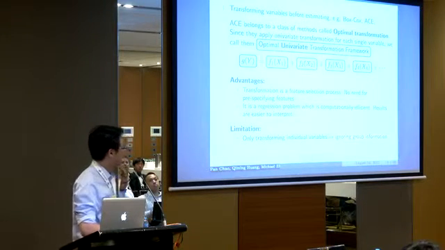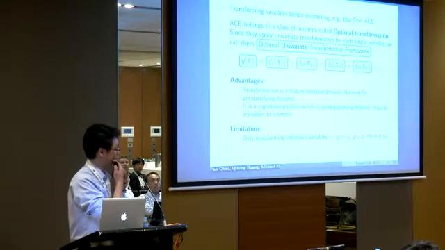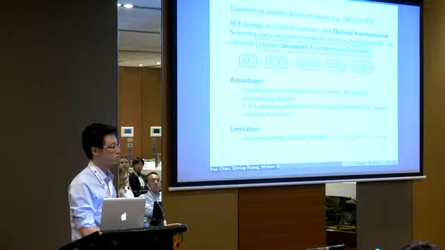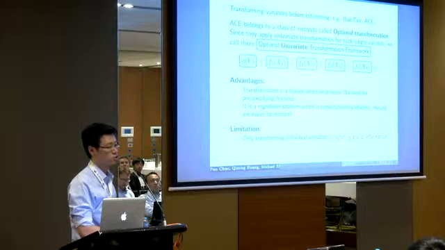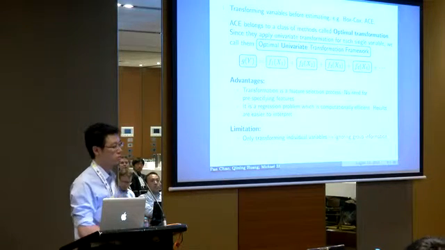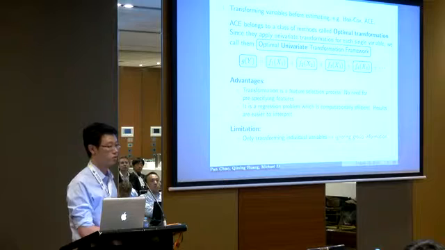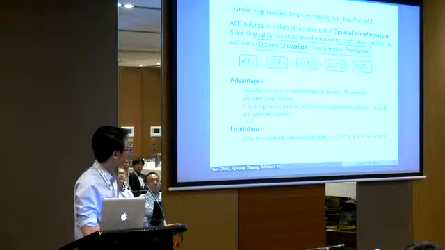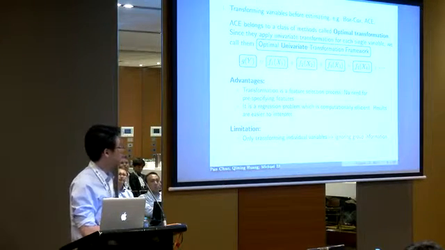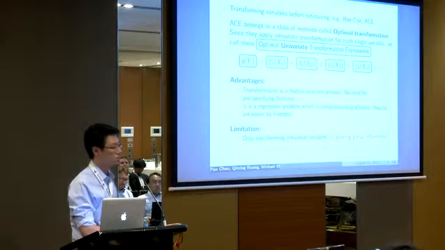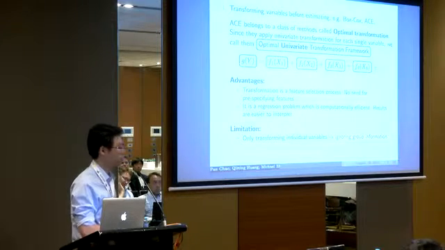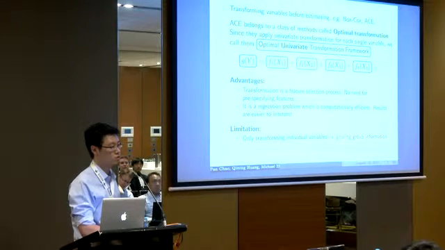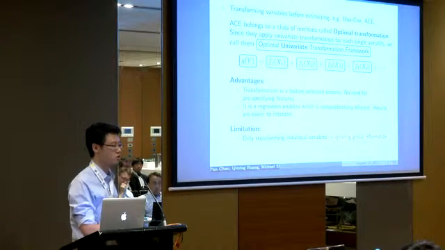The advantage is that the transformation is actually a feature selection procedure. Automatically, you are selecting the most important information from each variable, which contributes to the relationship between those variables. Also, since it's essentially just a regression technique, the computation is very efficient. But the limitation here is that we only focus on univariate transformations, while sometimes we have interacting behaviors between different variables.